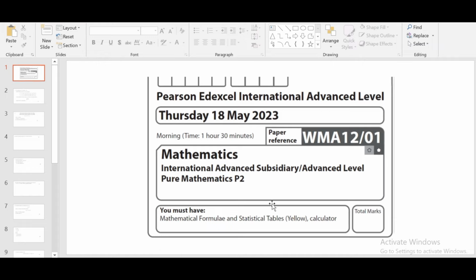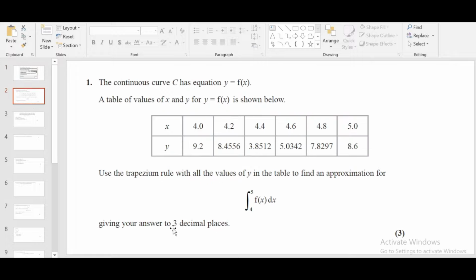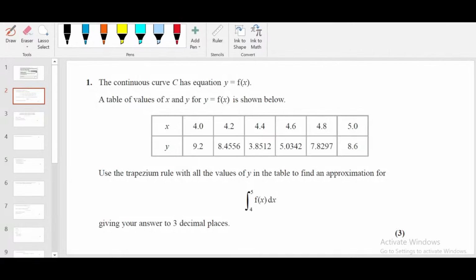In this video, we are going to solve Pure Math 2 May-June 2023 paper. This paper consists of 11 questions. Question number 1 is a 3-mark question, trapezium rule from integration. So I would say it's an easy 3-mark if you know the trapezium rule.